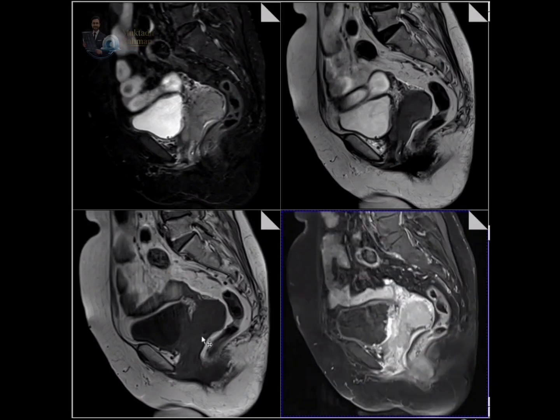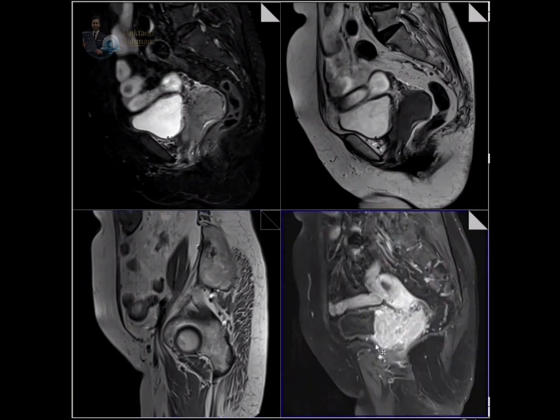Now compare the T1 sagittal images and post contrast sagittal images.